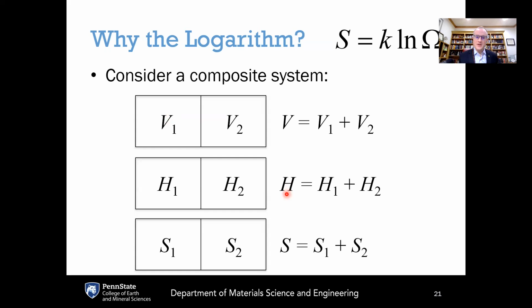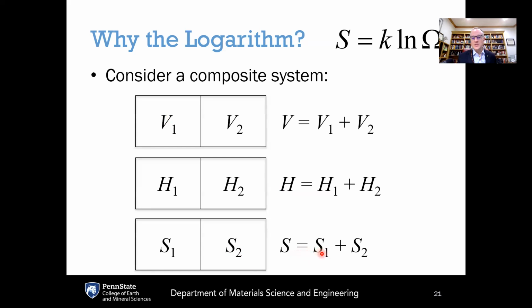Likewise, what's the enthalpy of the composite system? The enthalpy of the composite system is simply the enthalpy of subsystem 1, H1, plus the enthalpy of subsystem 2, H2, because enthalpy is an extensive property. Entropy is also an extensive property, so it must also satisfy this same rule. The entropy of the composite system is the entropy of subsystem 1, S1, plus the entropy of subsystem 2, S2.